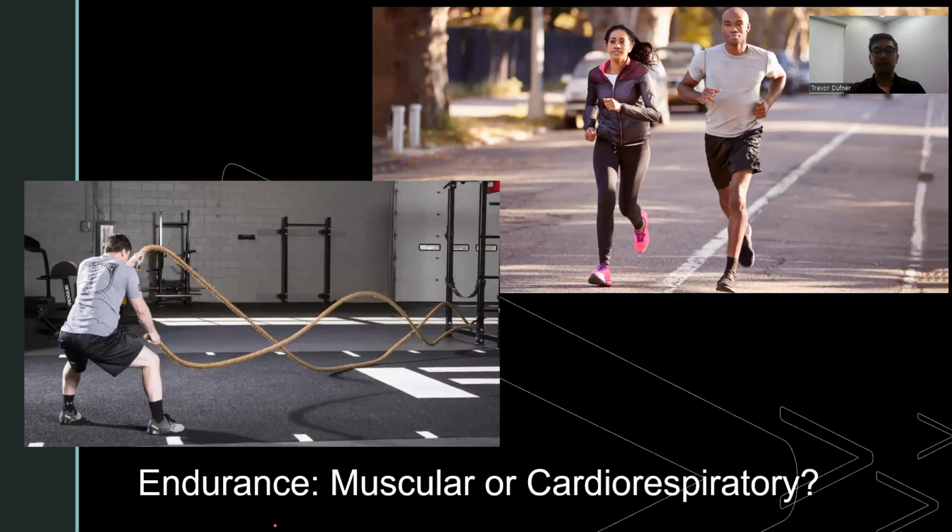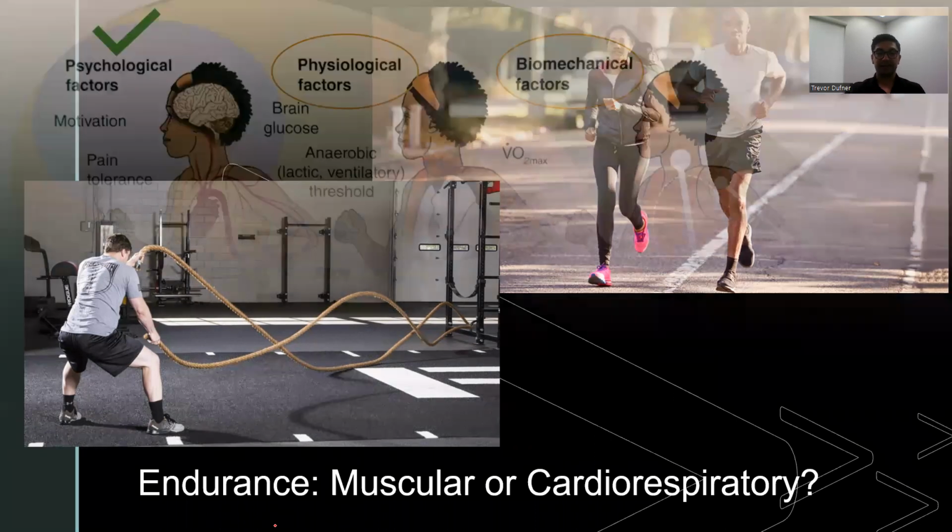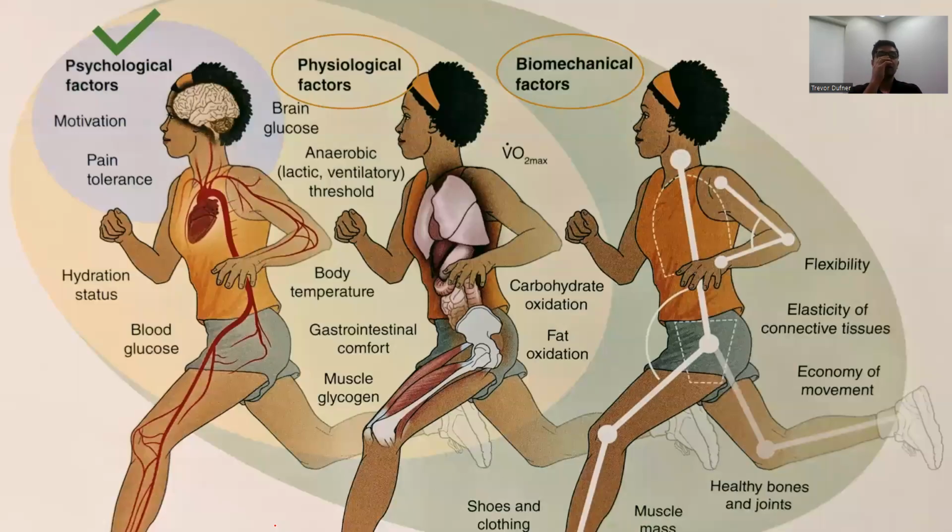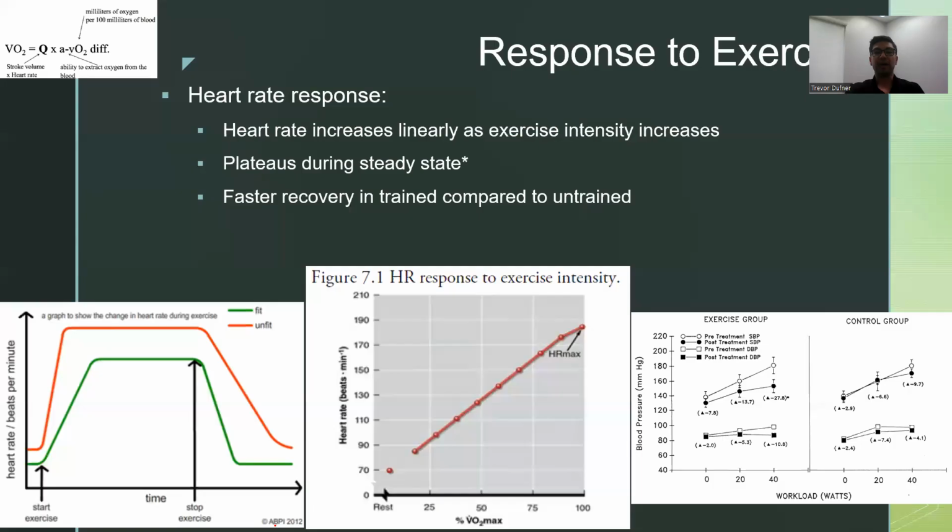So endurance, muscular or cardiorespiratory. These things get overlapped a little bit. Muscular endurance, as it becomes more long duration, becomes more cardiorespiratory fitness. There are a few different factors. You have psychological factors, your motivation and your pain tolerance. You have physiological factors: your brain glucose, VO2 max, body temperature, muscle glycogen, and fat oxidation. And then you have biomechanical factors: your flexibility, the elasticity of your tissues, your healthy bones, how heavy you are, and what the length of those bones are. Quite a few different things play in.